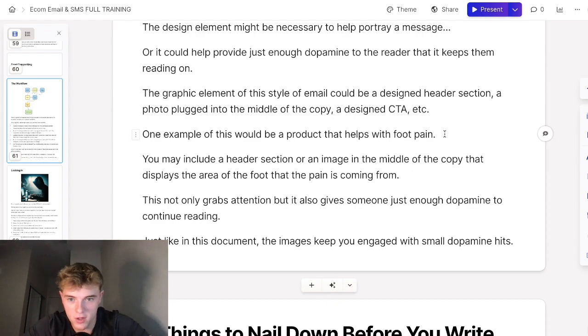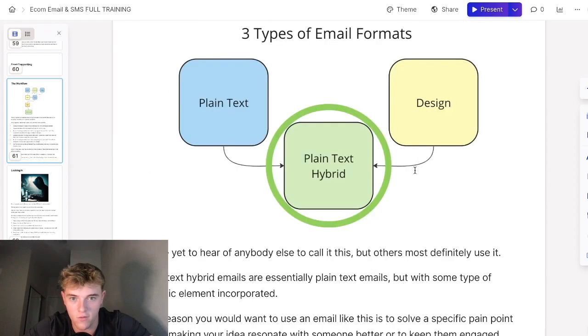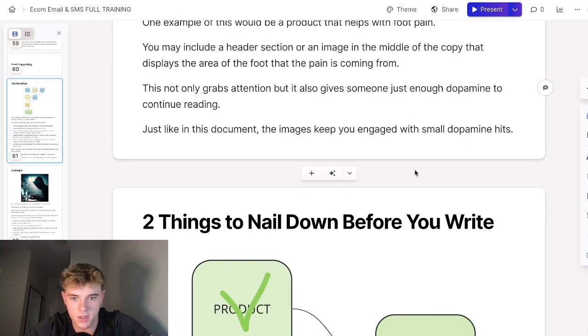So for a foot pain product, you might include a header section or an image in the middle of the copy that displays the area of the foot that the pain is coming from. That would not only grab attention, but it would also give someone just enough dopamine to continue reading. And just like in this document, the images are keeping you engaged with small, quick dopamine hits, like all of these images. Now, on to the next section.